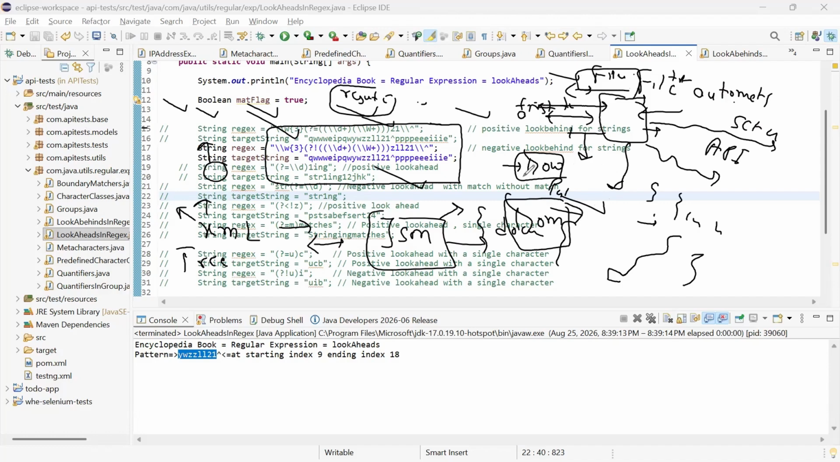So that is pretty much it in the context of look around and look ahead. We will discuss the other one, look behind, in the next session.